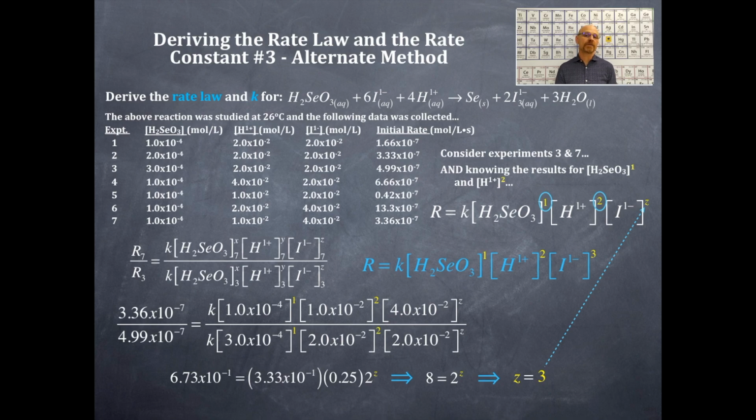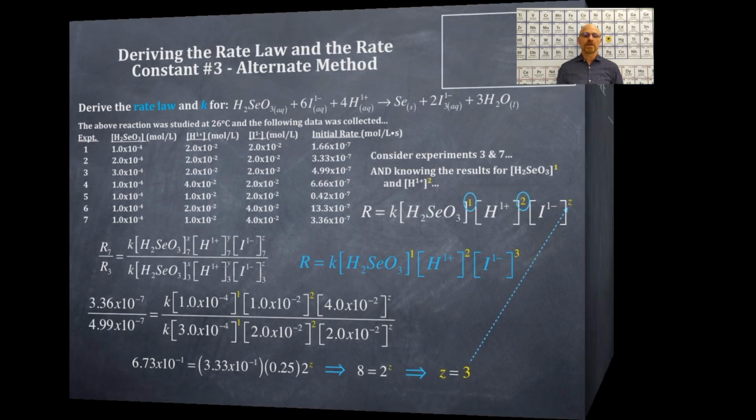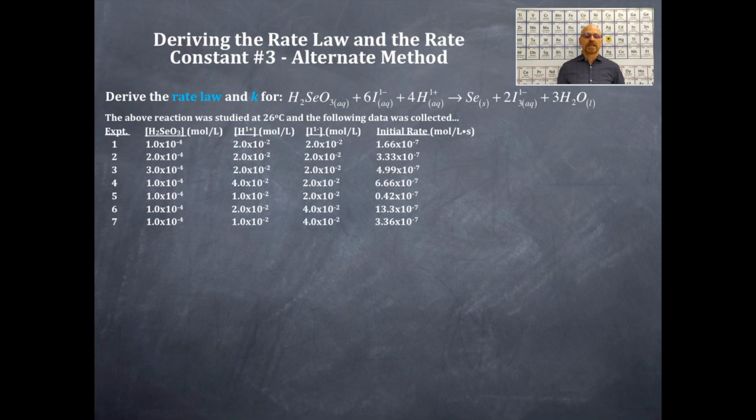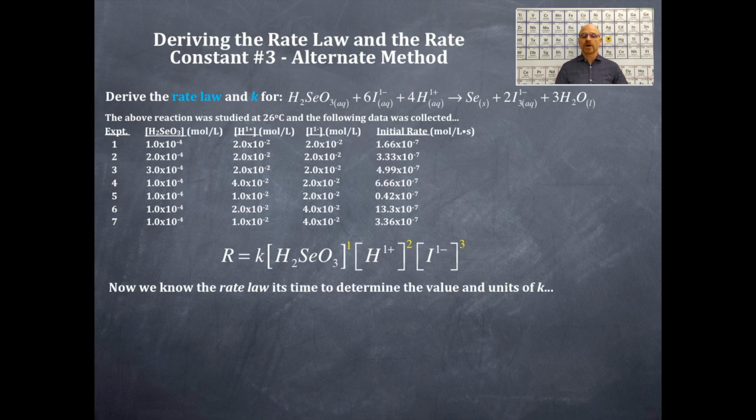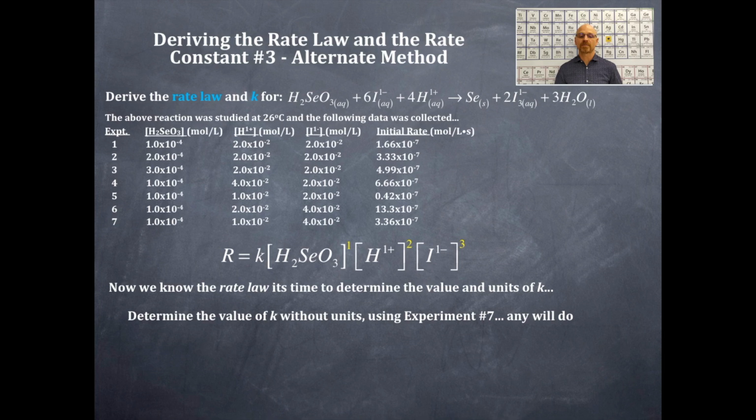So now that we have the complete rate law, what we need to do is solve for the rest of this. Same set of data, and now there's our rate law. Since we know the rate law, we're going to derive the value and units of K. We're first going to determine the value of K without the units, and we're going to use experiment number 7, although any experiment will do.